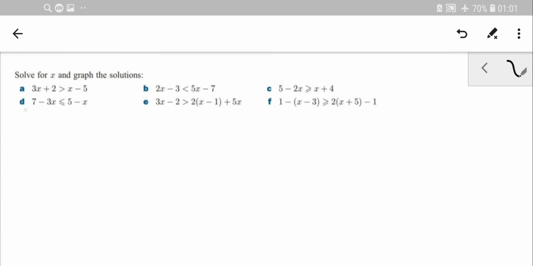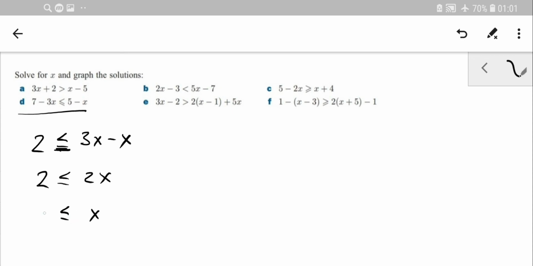So I do D. I just transfer negative 3x to the right side. I'll get 3x minus x. This is more or equal to what we have on the left side. 7 minus 5 is 2. So I have 2x more or equal than 2. And finally, I'll have x more or equal than 1.